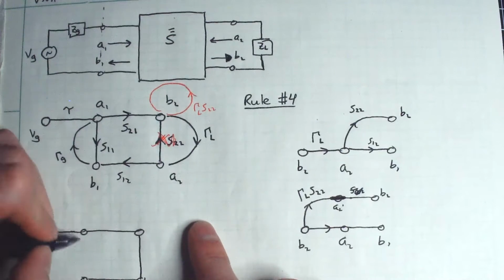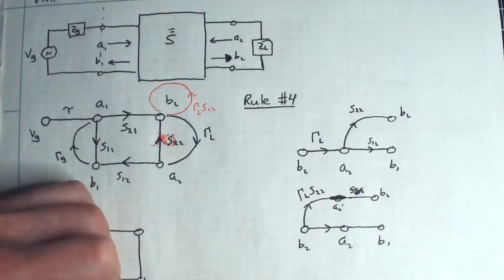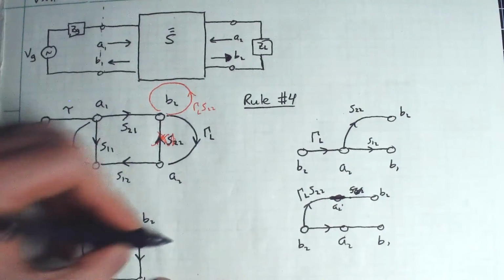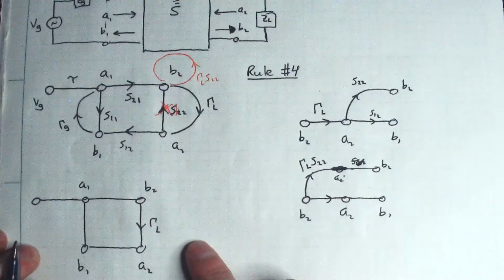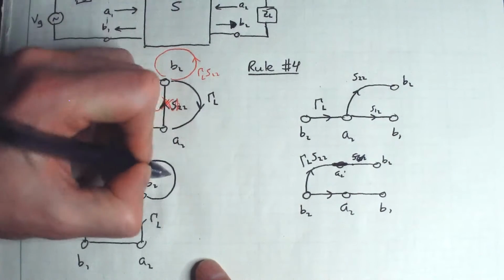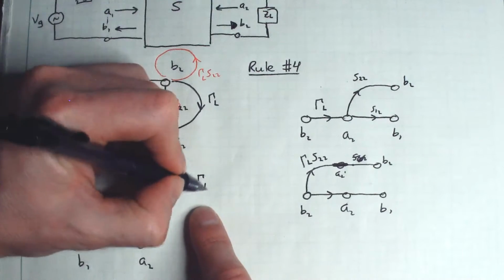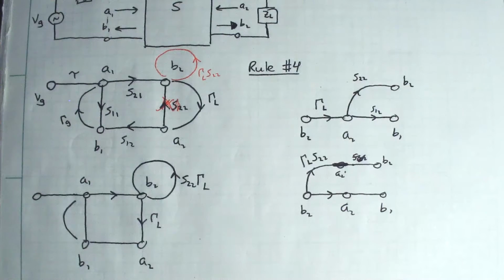Just draw with it. Bear with me real quick. So again, A1, B1, A2, B2. So this guy is now still going down. This is my gamma sub L. I've thrown away that branch. Here we go. And I've created a self loop here. This is now S22 gamma sub L. And then all these other nodes here haven't changed.